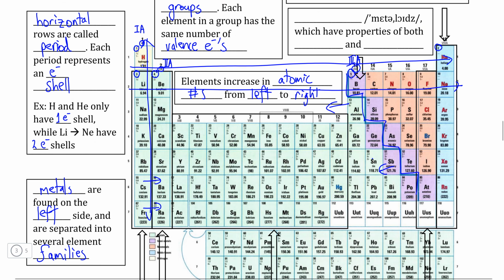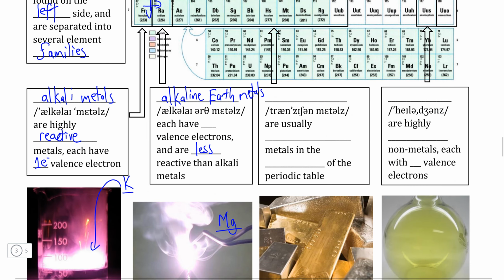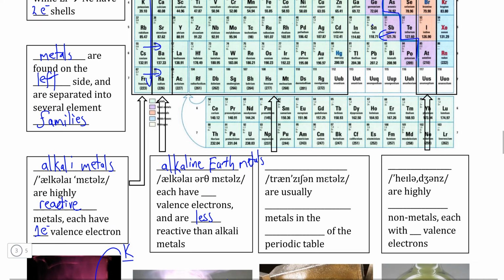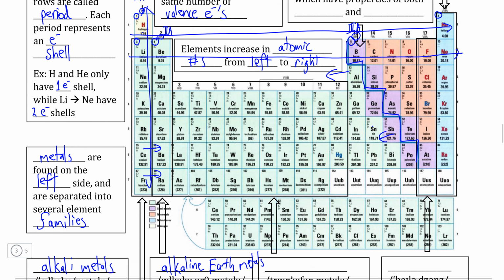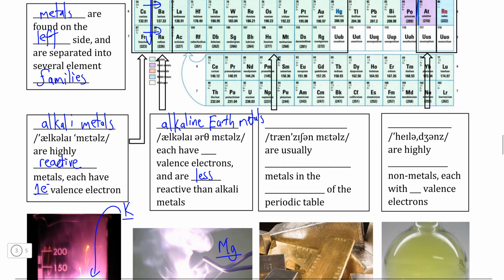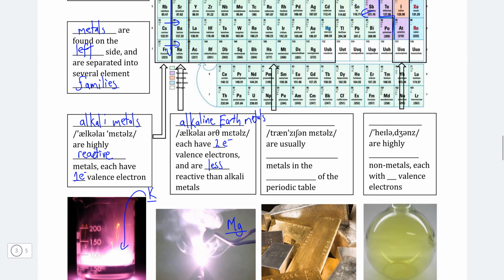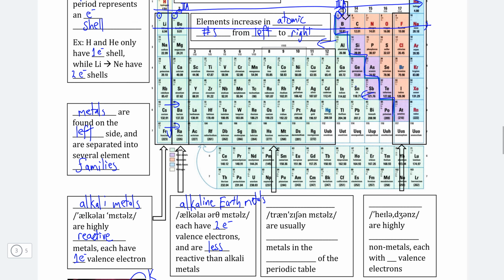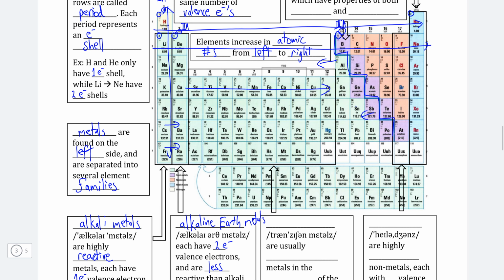Now, one pattern that we'll see is that the group number determines the number of valence electrons that elements have. So the alkaline earth metals, because they're in group 2A, have 2 valence electrons instead of the alkali metals having 1.